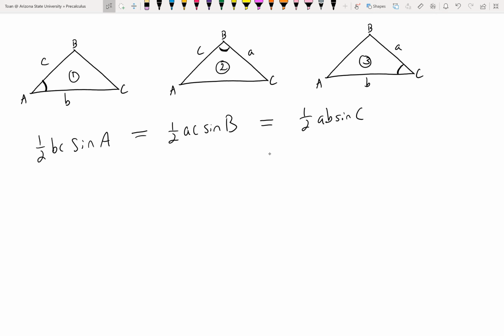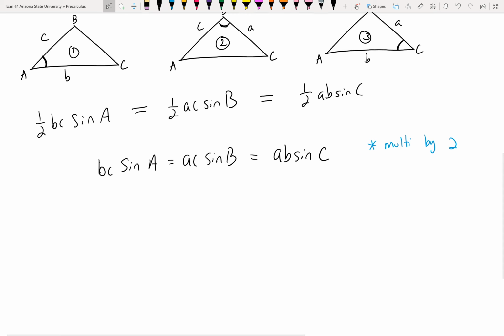Well, notice how they both have a 1/2 in here. So let's get rid of the 1/2 by multiplying everything by 2 or dividing by 1/2. And this gives us BC sine A equals AC sine B equals AB sine C, right? And just in case you're looking back at your notes, all we did was multiply by 2.